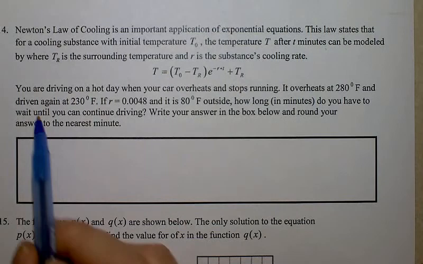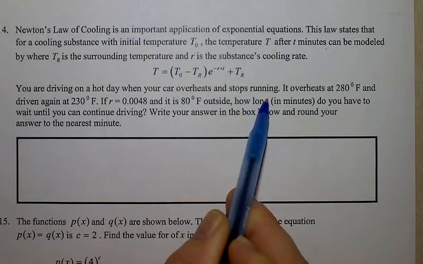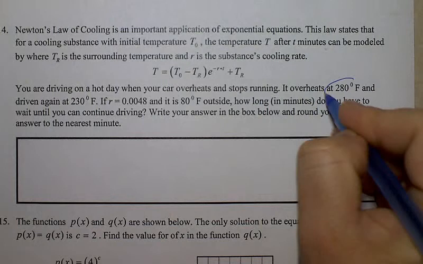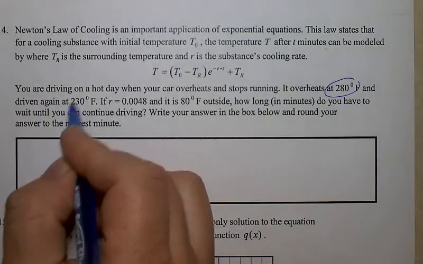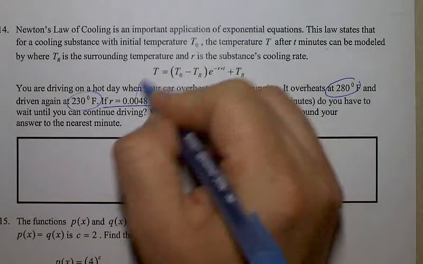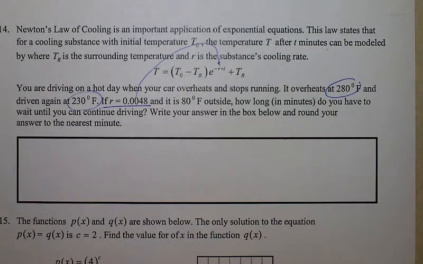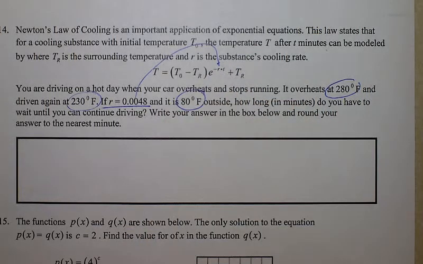And it says you are driving on a hot day when your car overheats and stops running. It overheats at this temperature. This is your initial temperature that it overheats at. It overheats at 280 degrees Fahrenheit and driven again at 230 degrees Fahrenheit. This is your rate. This is your R. And it's 80 degrees outside. How long in minutes do you have to wait until you continue driving?